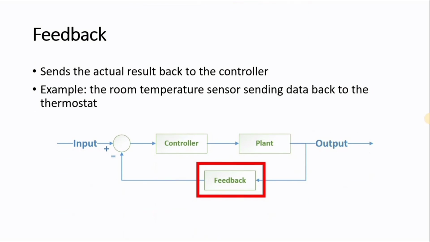And the final part of the control system is the feedback. Feedback is the information that goes back to the controller. A sensor checks the actual room temperature and sends that data back to the thermostat. So based on the feedback, the controller can keep adjusting the AC until the temperature is right. So that's the control system and the basic components of a control system.